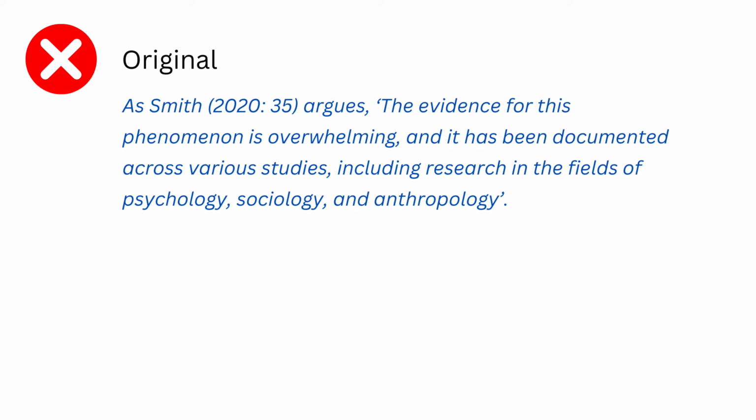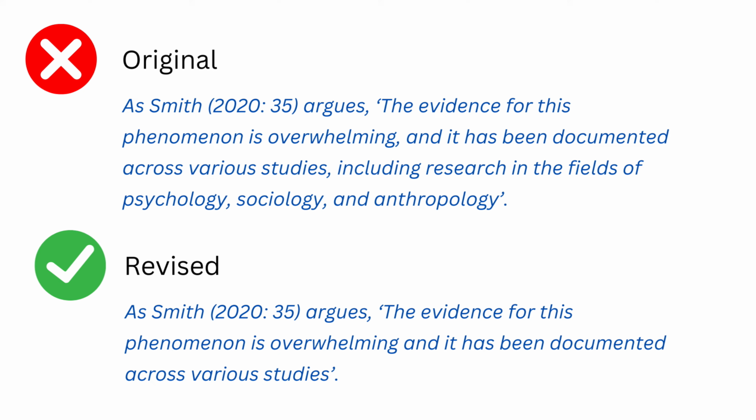For example, rather than writing, "As Smith 2020 argues, the evidence for this phenomenon is overwhelming, and it has been documented across various studies, including research in the fields of psychology, sociology, and anthropology." You could write, "As Smith 2020 argues, the evidence for this phenomenon is overwhelming, and it has been documented across various studies." This revision removes unnecessary details without losing any of the meaning from that quote.